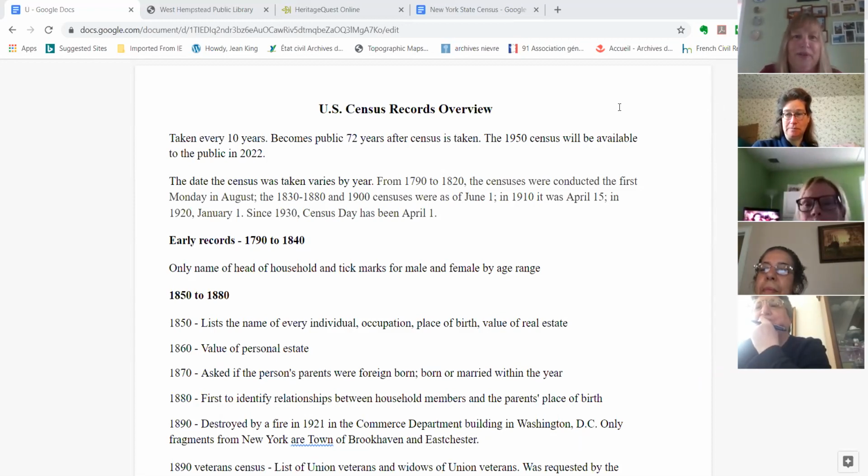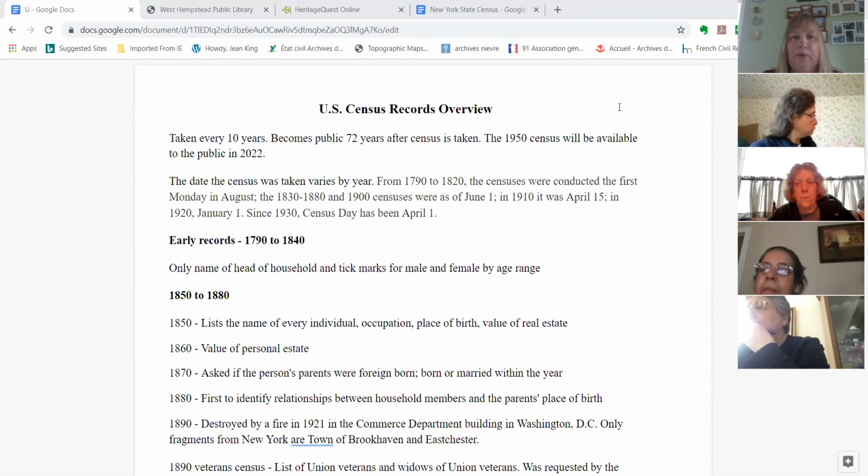Okay, so to start with, the U.S. Census records are taken every 10 years, and this started back in 1790. They only become public 72 years after the census is taken, so the next census records that will be available are the 1950 census, and that will be in 2022. So we have just about 2 more years to wait for those to be available to the public, but then of course they would have to be indexed before anybody would really be able to search them.